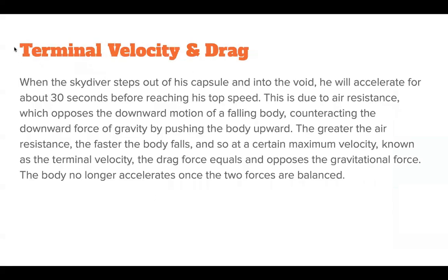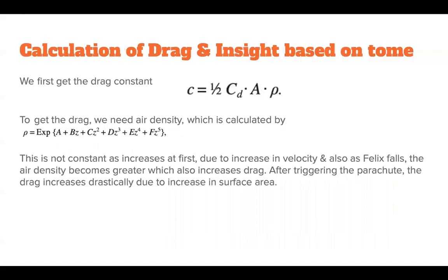So when the skydiver steps out of the capsule and into the void, he will accelerate for 30 seconds before reaching his top speed, and then the air resistance will oppose the downward motion, counteracting the downward force of gravity. So basically, what happens is when the skydiver jumps down at 39 kilometers up from the ground, the density of air is very less. But as soon as the skydiver jumps and starts coming down, the density of air increases, which means that the daredevil will face more and more drag, which will lead to a decrease in velocity after 30 seconds.